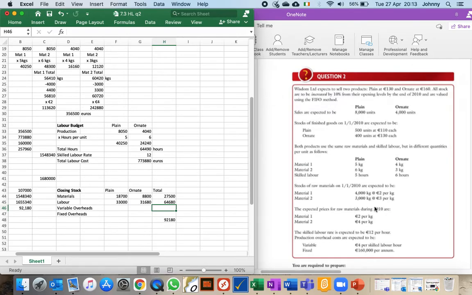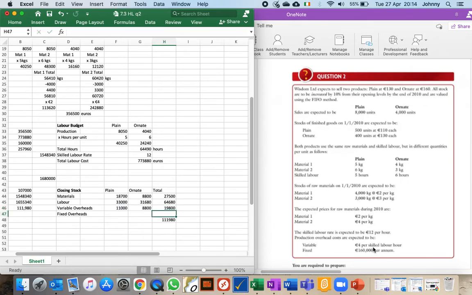Variable overheads. So, variable overheads is 4 per skilled labour hour. So I have 550 times how many labour hours? 5 labour hours, and then we're going to charge €4 for variable overheads. And I'll have 440 times 5 labour hours times €4, which is the variable overhead rate. Add those two together.